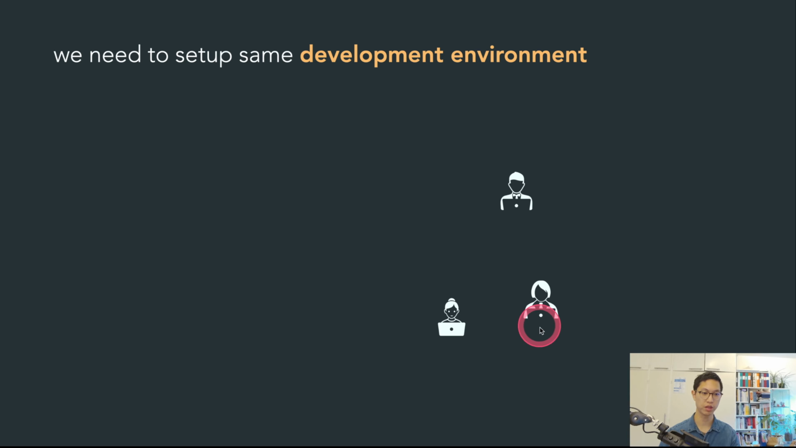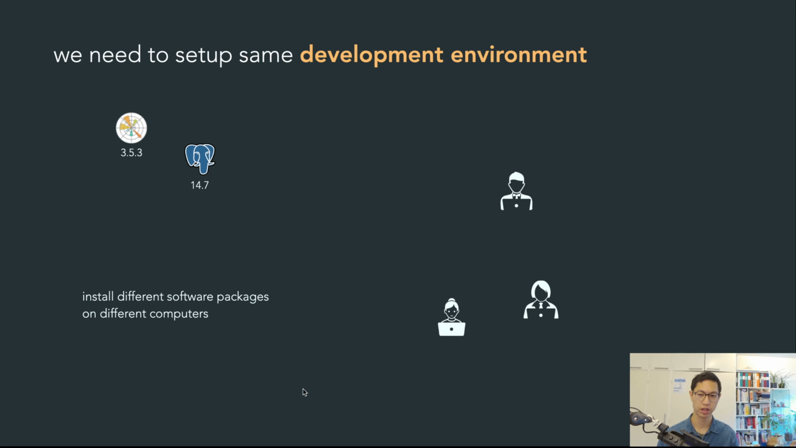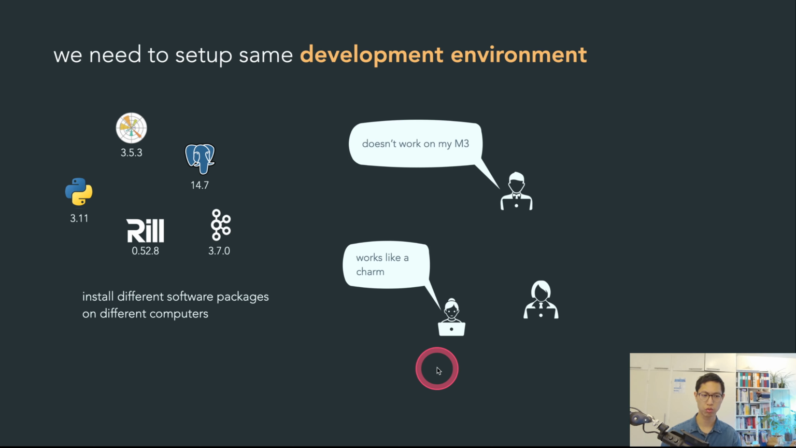We have three people in this team, and we could have several more in the team, but you will get the idea with 3 people. So we need to install different software packages on different computers. We have, for example, Matplotlib 3.5.3. We have Postgres 14.7. We have Python 3.11, and we have Kafka 3.7.0. We have real data that is 0.52.8. It doesn't work on my M3.